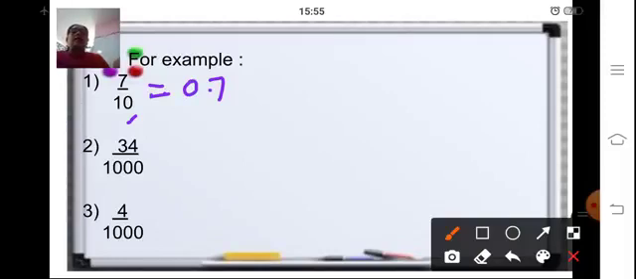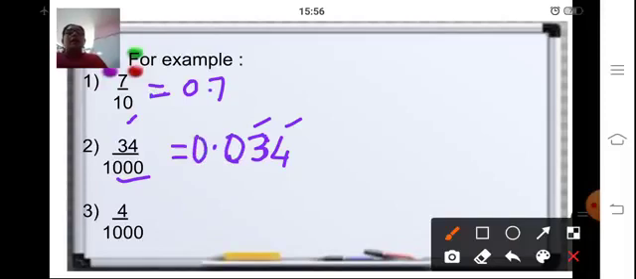Now see the second one, 34 upon 1000. Write the number 34 as it is. Now in the denominator you have got 3 zeros. Count the number of places: 1, 2. Now the third place, no number is there. So you will add a 0 and then put a decimal point and then again add 0.